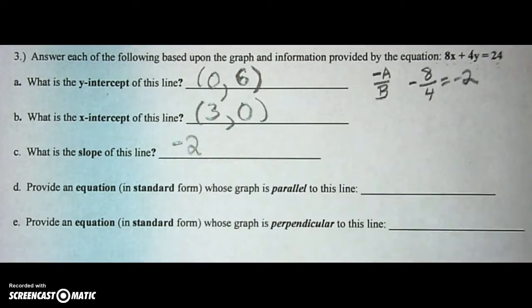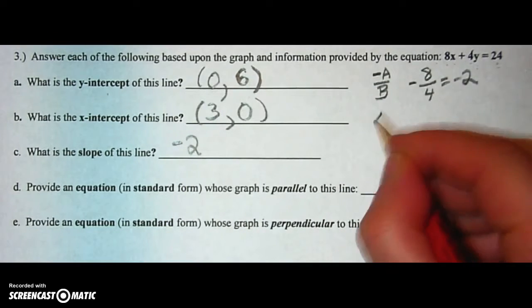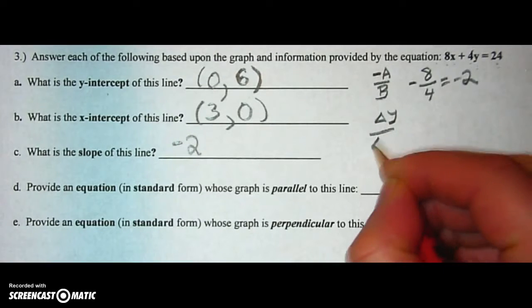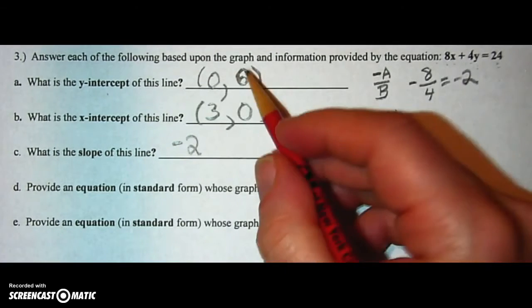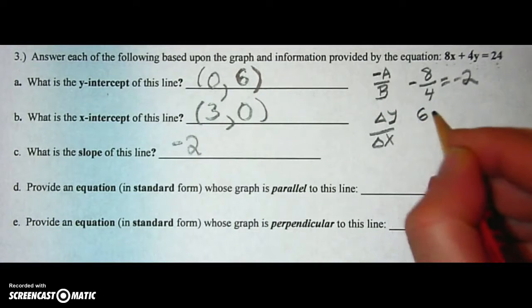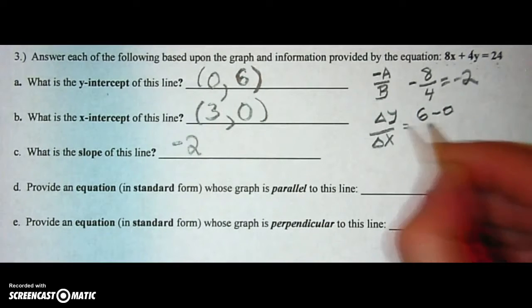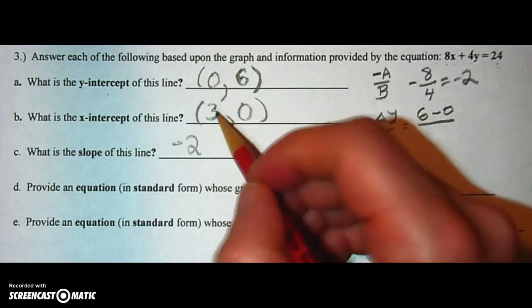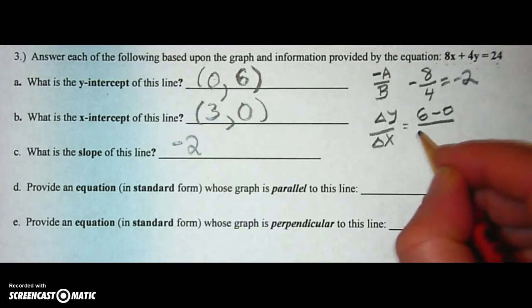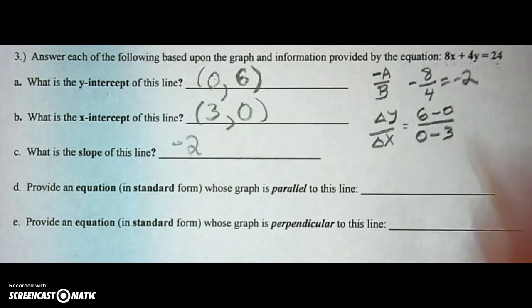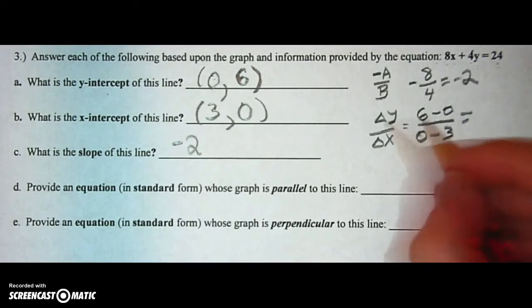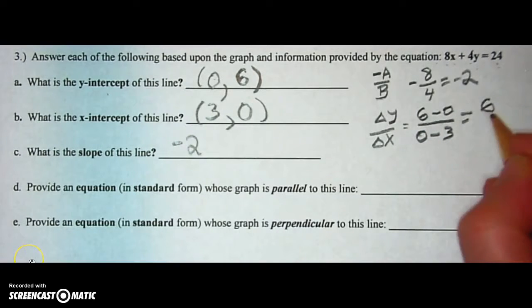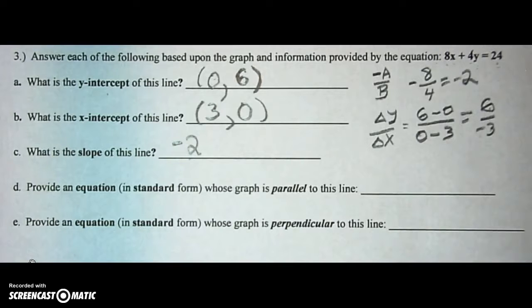Now, another way we could get that is we have 2 points, so we could use our change of y over our change of x. That's the other way to find slope, right? So we could, our y's are 6 and 0, so 6 minus 0, over our x's, but since we started with 6, we're going the same way, so 0 and 3, and we put the subtraction sign there, because change means find the difference. So 6 over negative 3. 6 divided by 3 is 2 with a negative in front, so it is still negative 2.